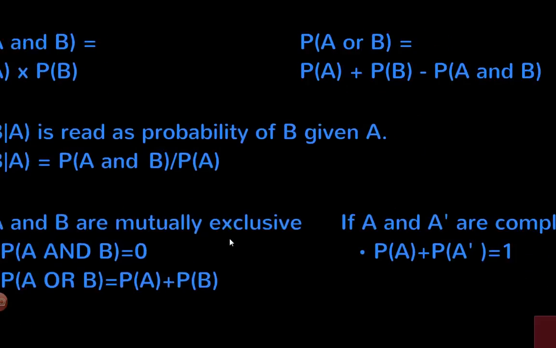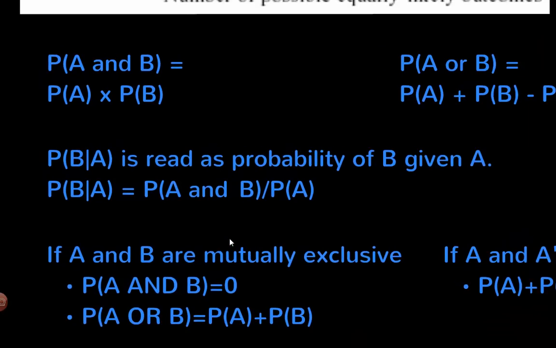If they're mutually exclusive, that means the probability of A and B occurring is 0. All right. Probability of having brown hair and blonde hair, you probably don't have both things naturally occurring. So you have one or the other. So that's a 0.